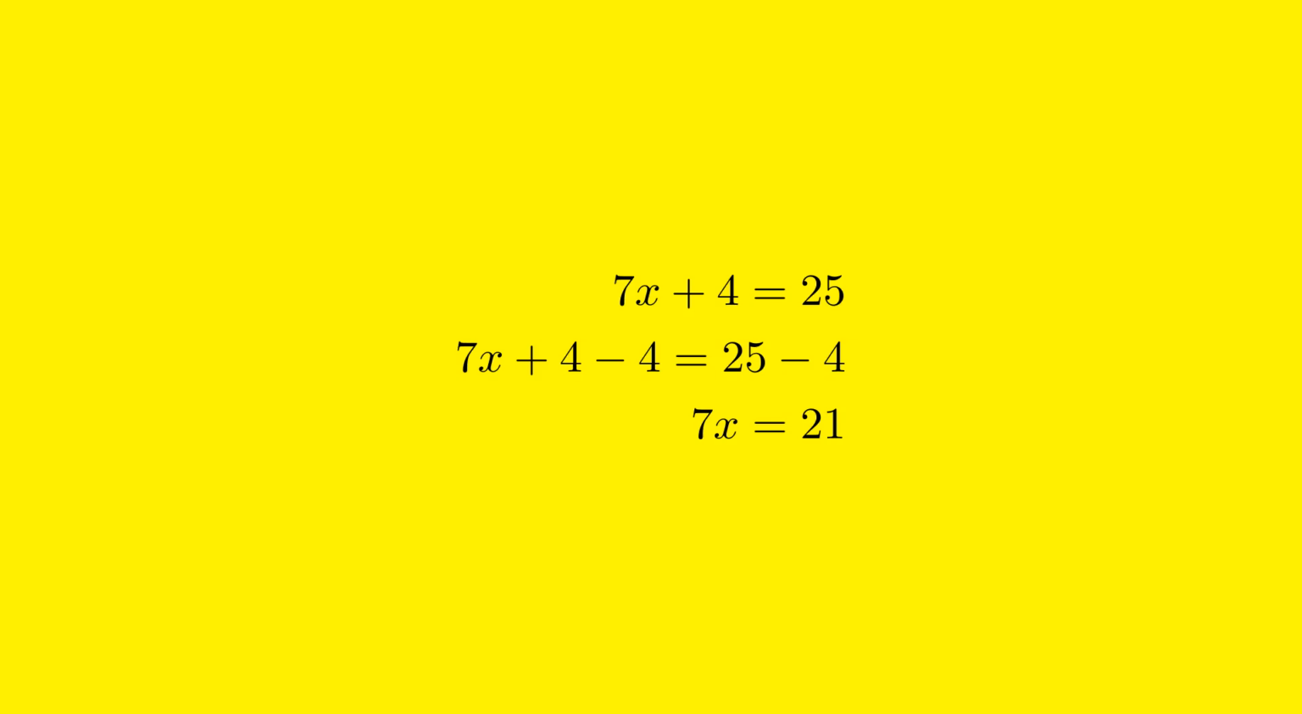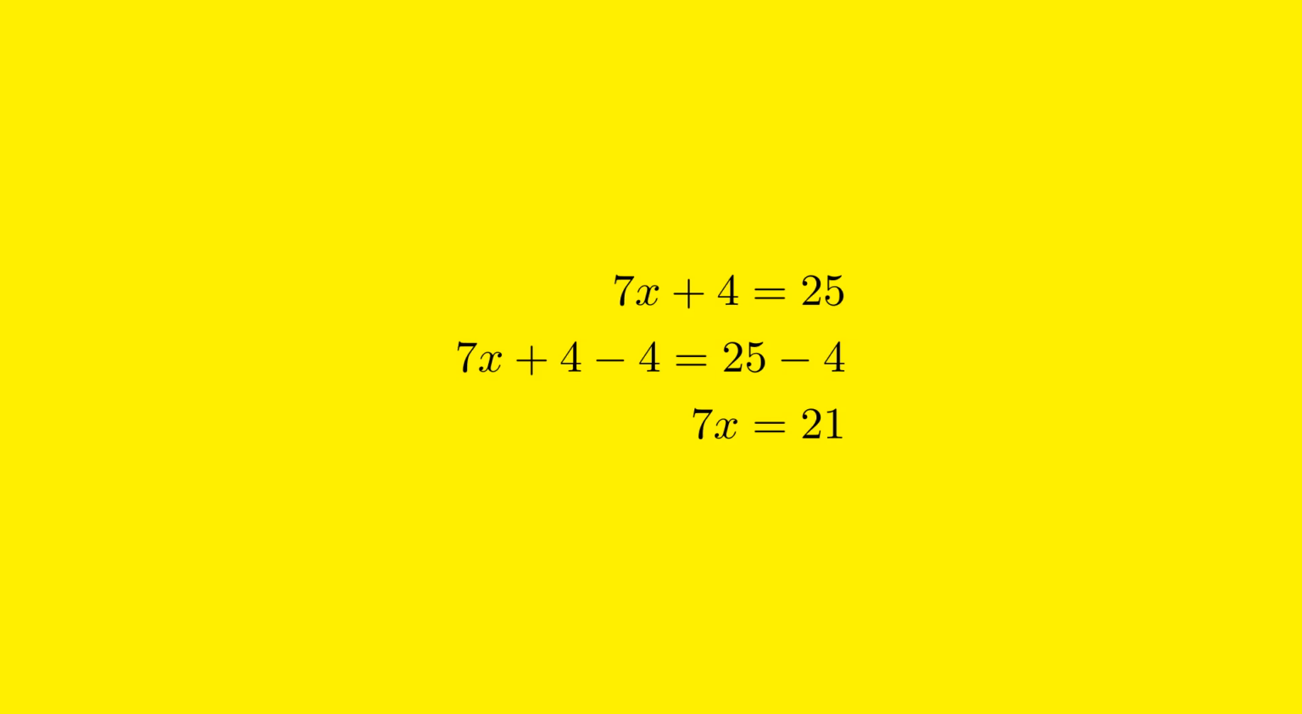To do this, we write the original equation again, 7x plus 4 equals 25. Next, we subtract 4 from the left side of the equation. This changes the left side to 7x plus 4 minus 4. Since plus 4 and minus 4 cancel each other out, the left side simplifies to just 7x.